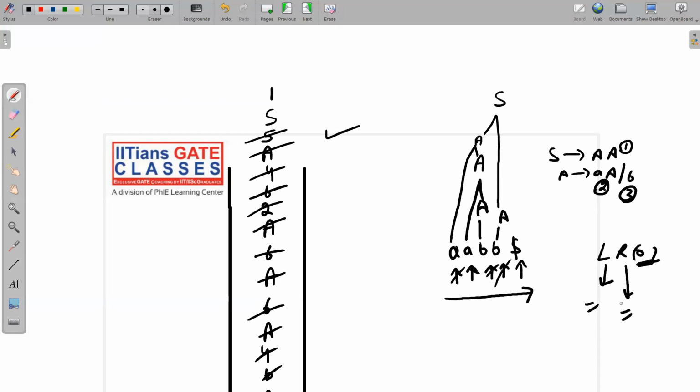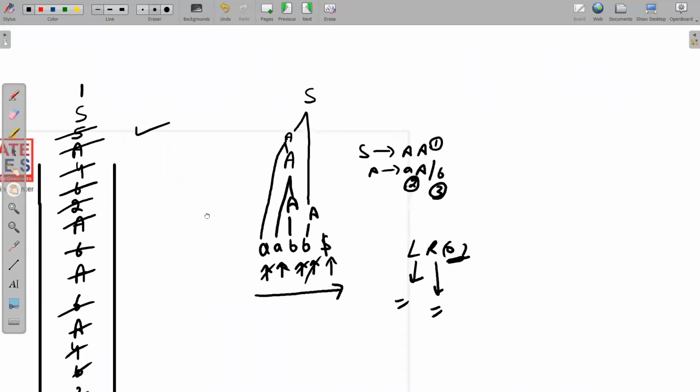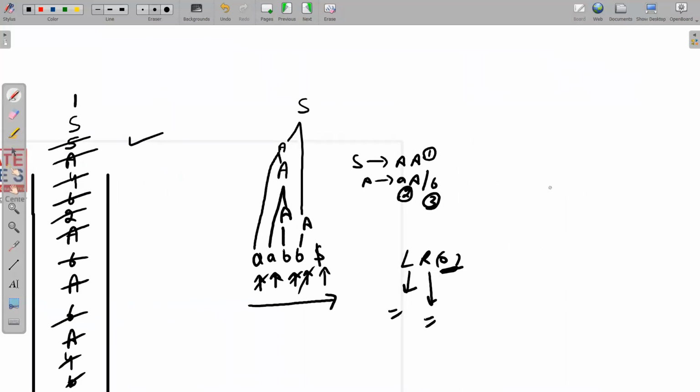RMD is applied in reverse. What does this mean? See carefully what we have done. First of all, we have reduced this B to capital A. Now, if I do this process again, please try to follow me. Double A, double B, dollar. We have scanned this. We were at this B, and we have reduced this B to capital A.